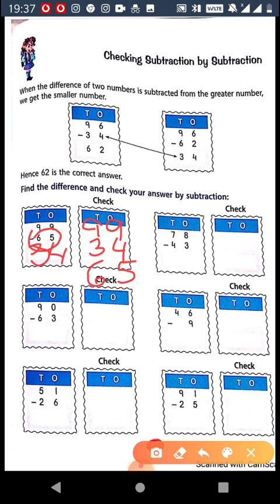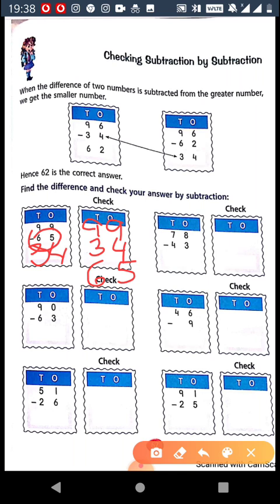So when we subtract the difference of two numbers from the greater number, and if we get the smaller number, that means our answer is correct. Okay. We can say that yes, our sum is correct.